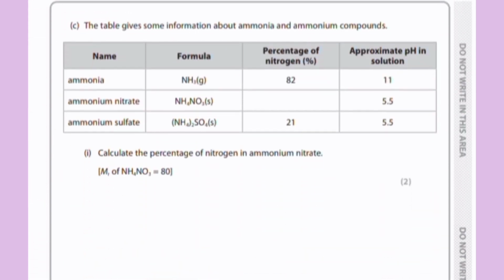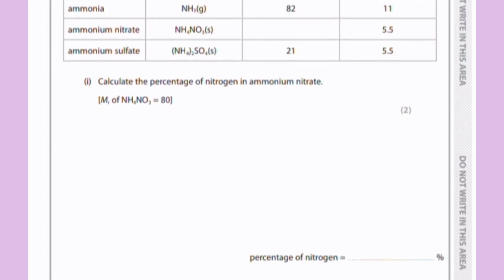C. The table gives some information about ammonia and ammonium compounds. Part 1. Calculate the percentage of nitrogen in ammonium nitrate. Mr of NH4NO3 is 80. There's actually a very simple equation that you should keep in mind whenever you have questions like this. Whenever you are asked to find the percentage of an element in a compound, you should multiply the relative atomic mass of that element by the number of atoms of that element present in the compound, divided by the relative molecular mass of the compound.